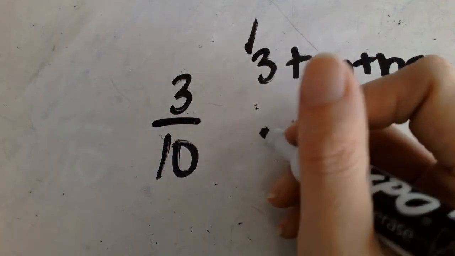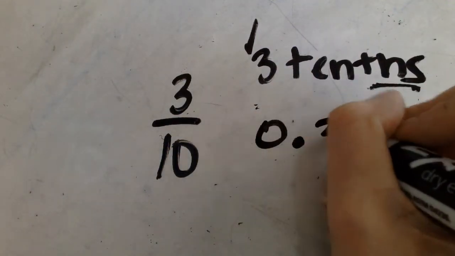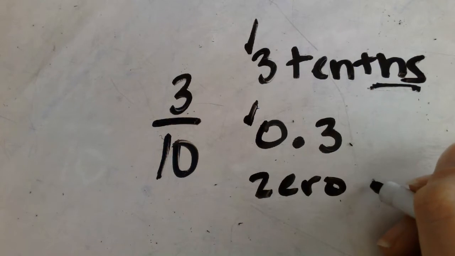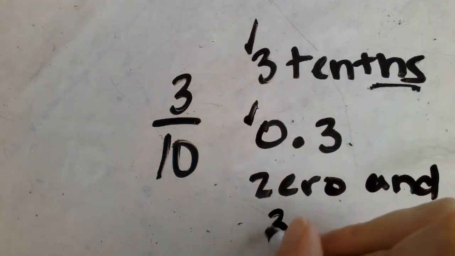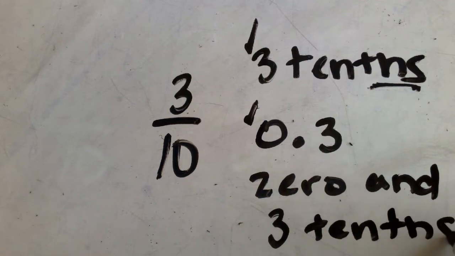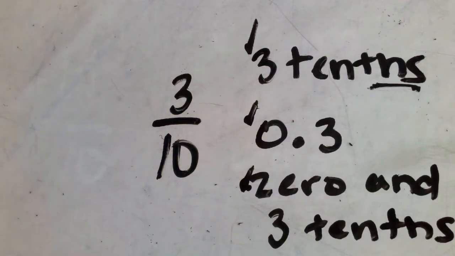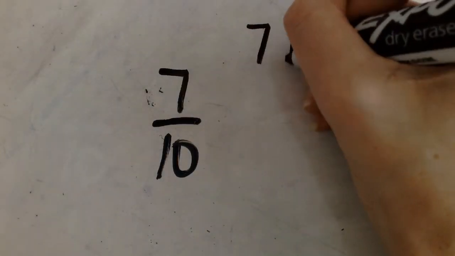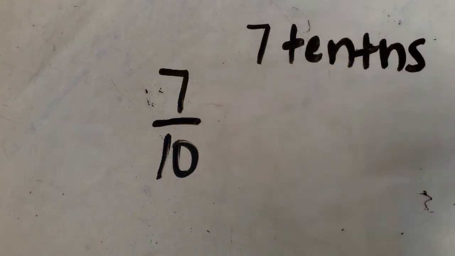You also could write this fraction as 0 and 3/10. Give yourself a point if you did that. And you can also write it out as 0 and 3 tenths. If you have any of these on your board, give yourself a point for whichever ones you have. Ready for another one? Let's do, drum roll please, this fraction. Pause the video if you need more time. This fraction can be written as 7/10.